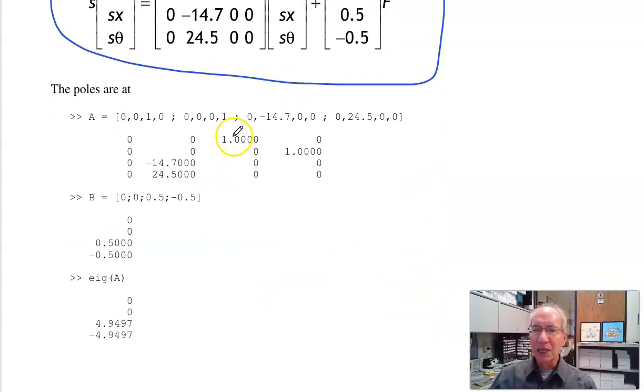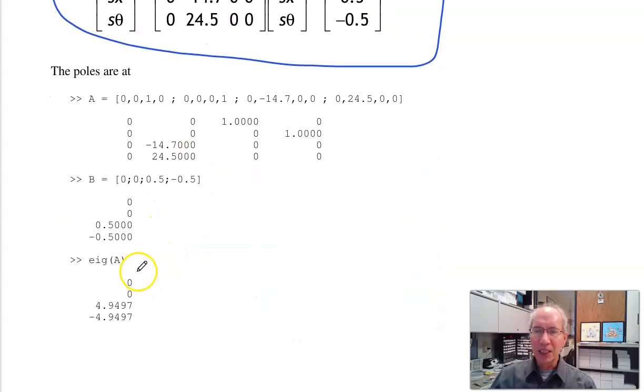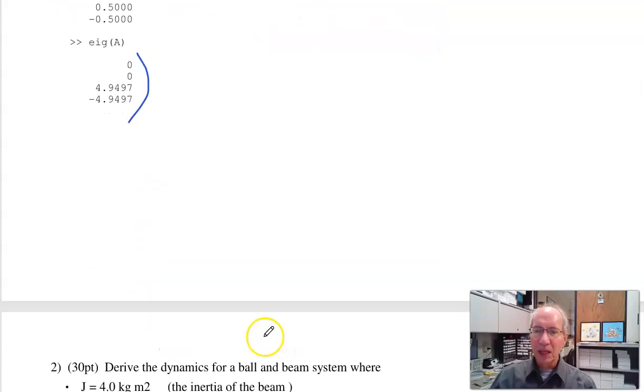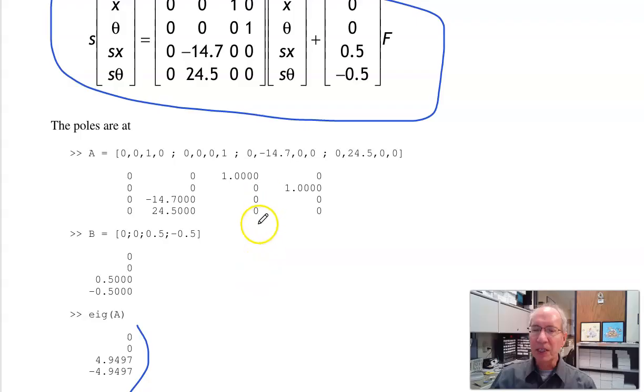I can check in MATLAB, throw it into MATLAB, find the eigenvalues, and this is unstable. If I flip the sign of gravity, I'll be at plus minus 4.9 j. I'm oscillatory.